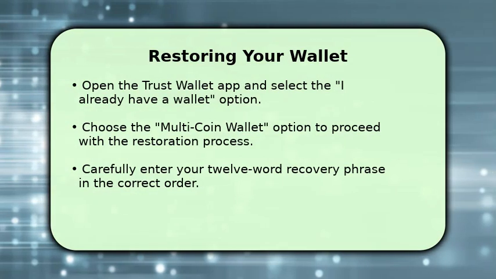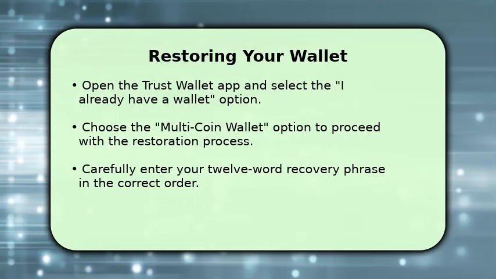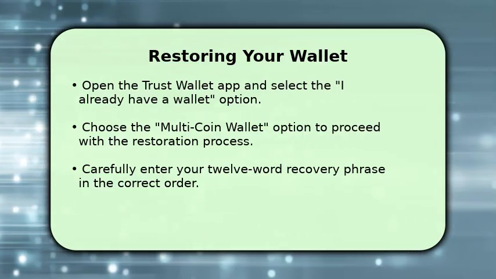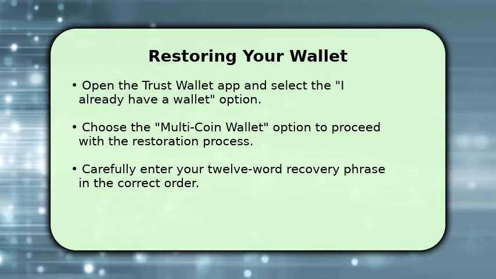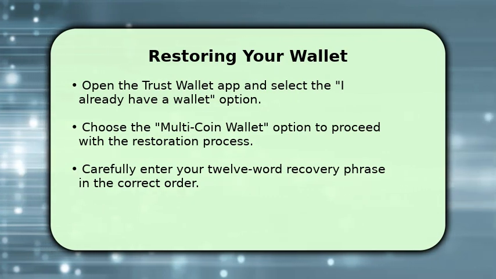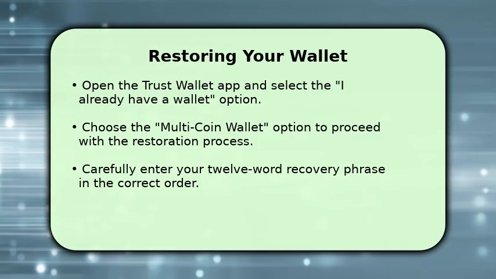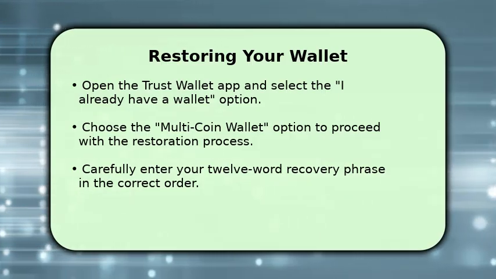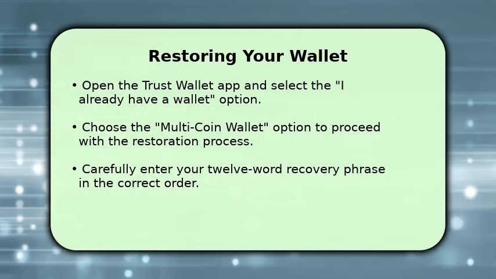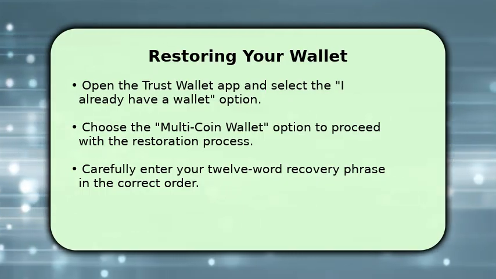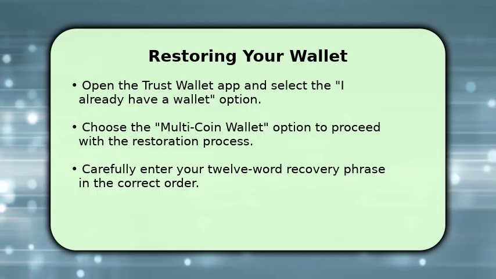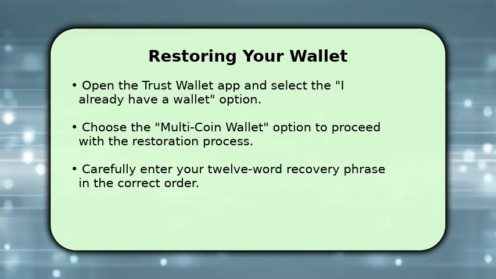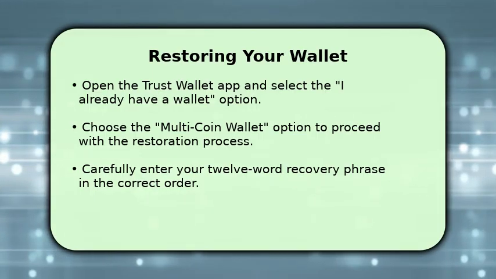To restore your wallet, open the Trust Wallet app and choose the I already have a wallet option. Next, select Multi-Coin Wallet. You will then be prompted to enter your 12-word recovery phrase. It's crucial to type each word precisely and in the correct sequence. Any error will prevent successful restoration. Once entered, you can set a new password for daily access to your restored wallet.